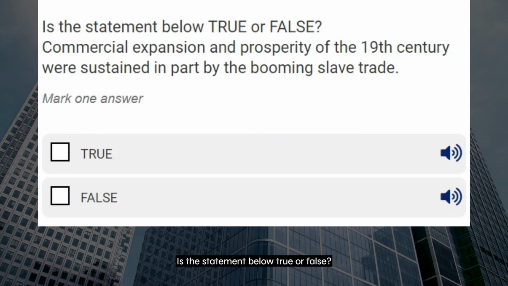Is the statement below true or false? Commercial expansion and prosperity of the 19th century were sustained in part by the booming slave trade. True. False. Correct answer, true.